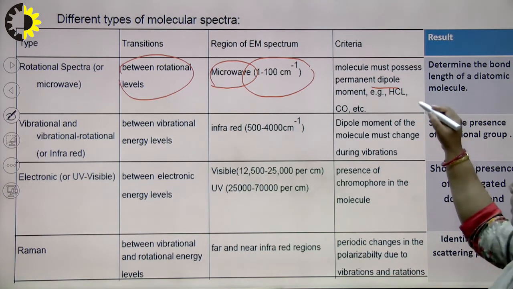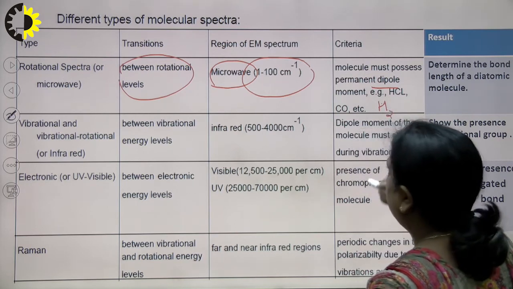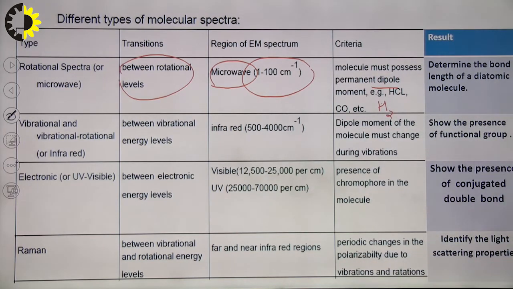So, the criterion or condition is that it must have a permanent dipole moment. For example, H2. The dipole moment mu is the charge separation, the distance, into Q into D. So, H2 has dipole moment 0. It means it will not give rotational spectra. And what is the use of rotational spectroscopy? It is very useful to find the bond length of a diatomic molecule.